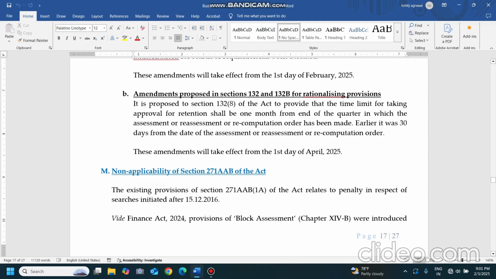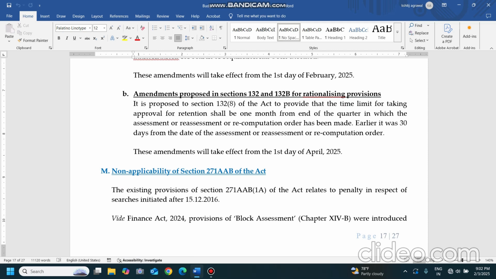Now coming to rationalization of provisions in section 132 and 132B. It is proposed to amend section 132 of the Act to provide the time limit for taking approval for retention. In case of search, retention is taken. That time limit for approval of such retention shall be 1 month from the end of the quarter. Earlier it was 30 days from the date of assessment or reassessment or computation order. Once the order was passed, time limit for taking approval for retention was 30 days. Now this time limit has been extended to 1 month from the end of the quarter in which such order has been made.